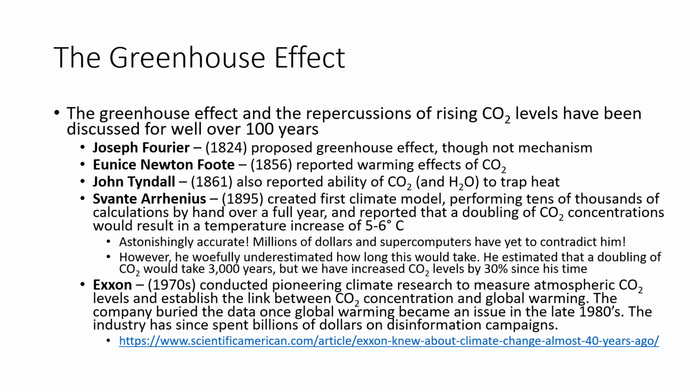So for Svante Arrhenius, he created the first climate models. He proposed that if there was a doubling of carbon dioxide in concentration in the atmosphere, based off of his calculations, the global temperature would increase between 5 and 6 degrees Celsius. And this was crazy accurate. Before supercomputers, he did all these calculations by hand, and all of the research since has more or less corroborated his findings, except that he thought it would happen way slower than it actually is.